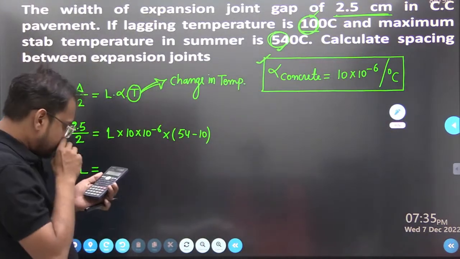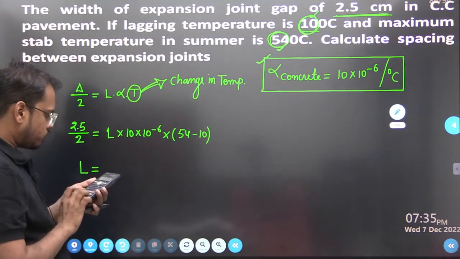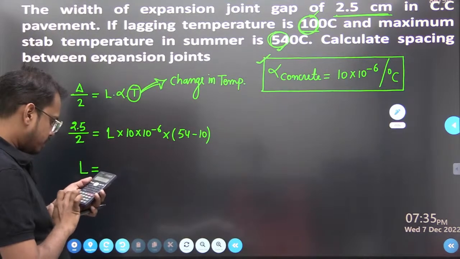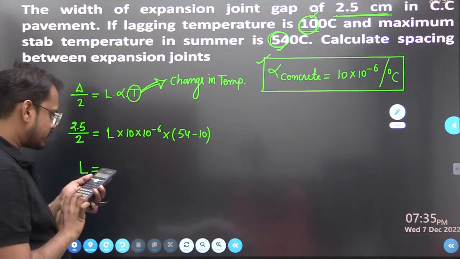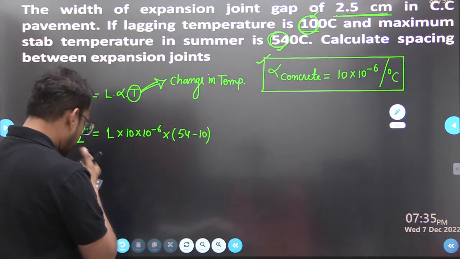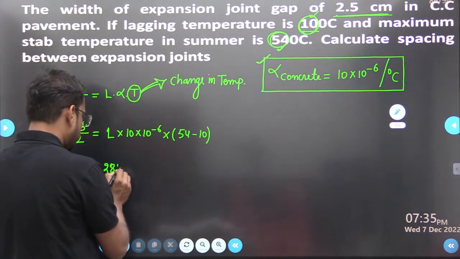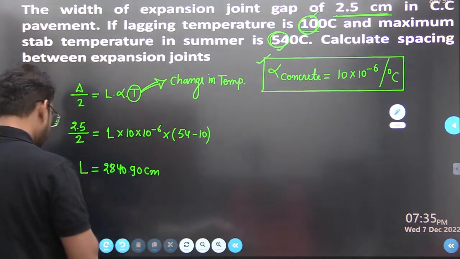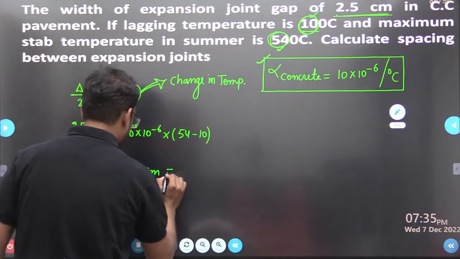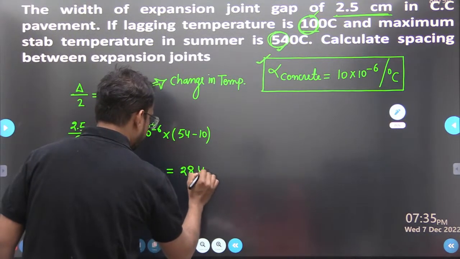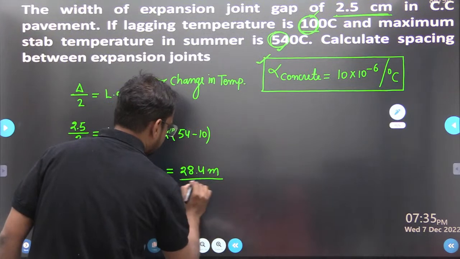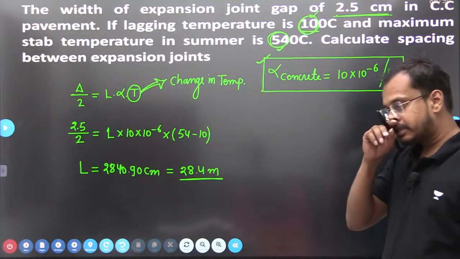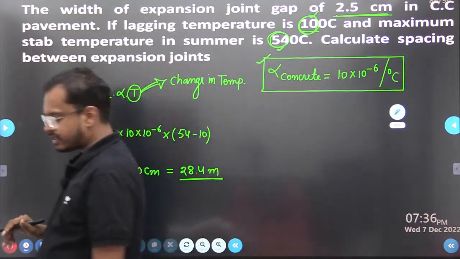So 2.5 dividing by 2 dividing by 44 dividing by 10 raised to power minus 6, the value becomes equal to 2840.90 centimeter, and dividing by 100, it becomes equal to 28.4 meter. It is the value of spacing between expansion joints. Clear? Very easy question, I think. Am I right?